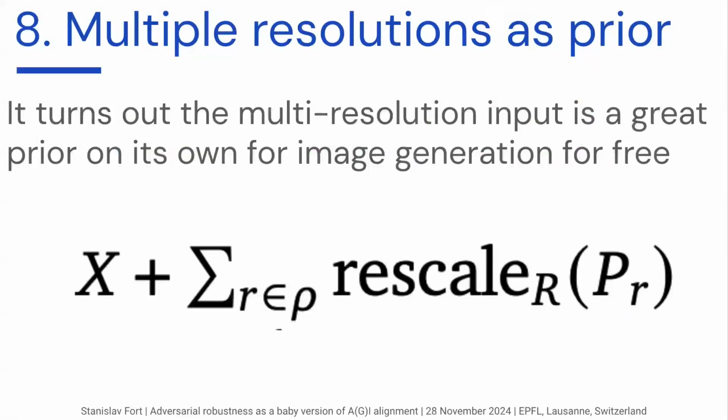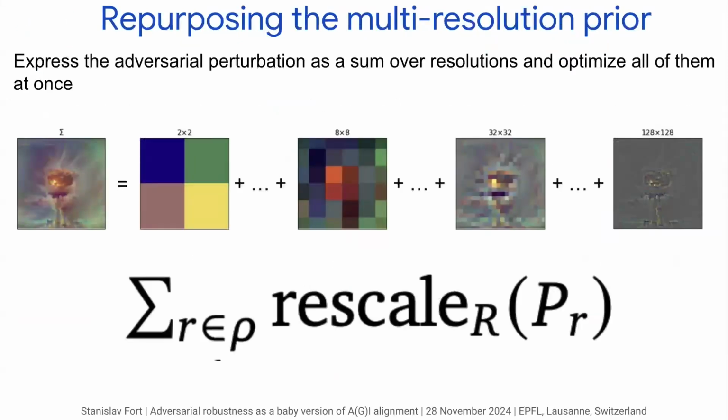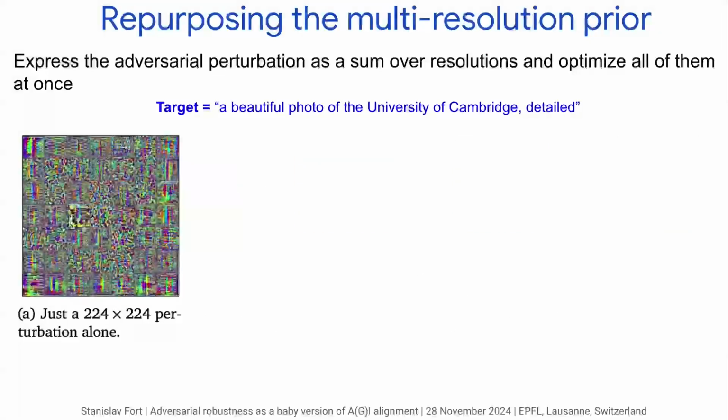I have a few more bonus things here, and I think I've got time to finish both of them. One of them is that you can repurpose this multi-scale, multi-resolution approach into a generative prior. You can express an image as a set of multi-resolution images from low resolution to high resolution, and attack a model to align its representation with some target, simultaneously optimizing all the resolutions at once. Normally, if you do this to a model with a single full resolution perturbation, you would end up with a very noisy pattern here. I'm trying to use a CLIP model to make this look like a beautiful photo of the University of Cambridge. This to the CLIP model is that.